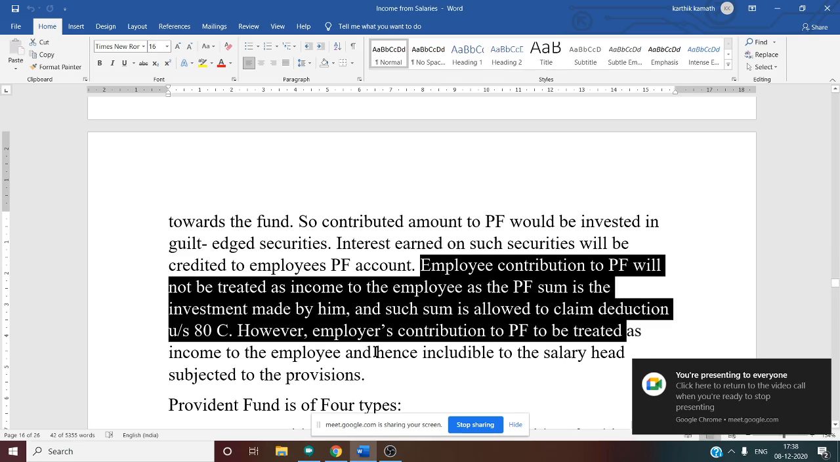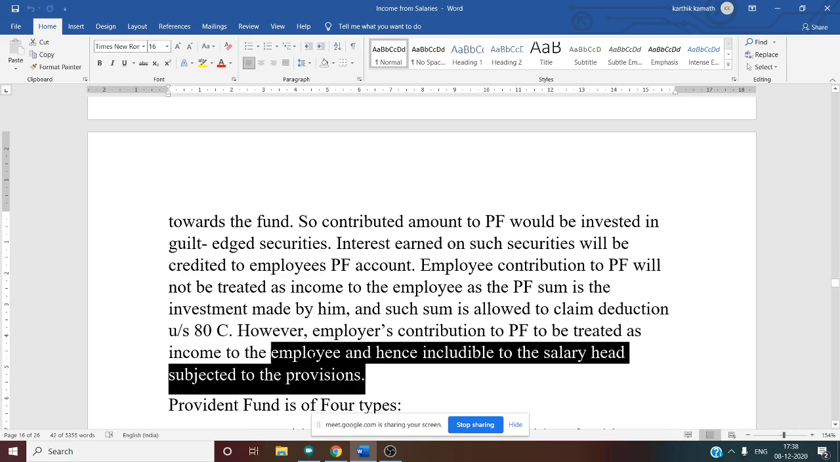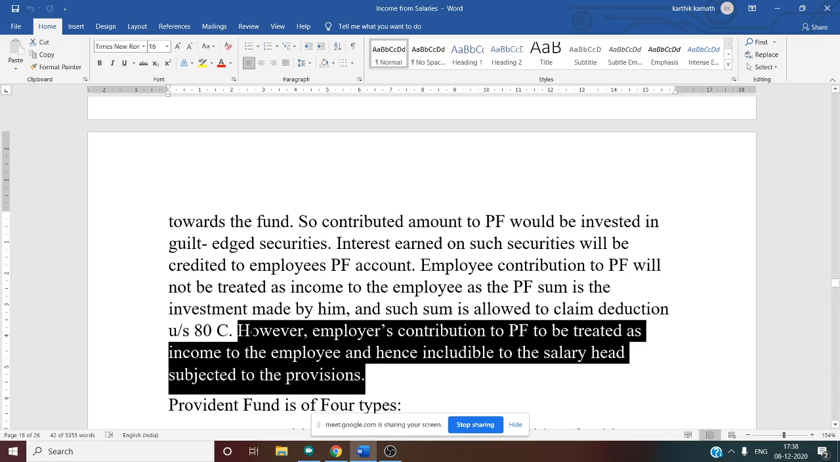So it is 1,50,000. Maximum deduction is 1,50,000. However, employer's contribution to the PF is to be treated as income to the employee. Hence, it is includable in the salary. See this employer's contribution, it is added to the salary depending on certain percentages. Above 12% of the salary it is taxed, like that. Certain rules are there that we have to see, subject to the provisions.